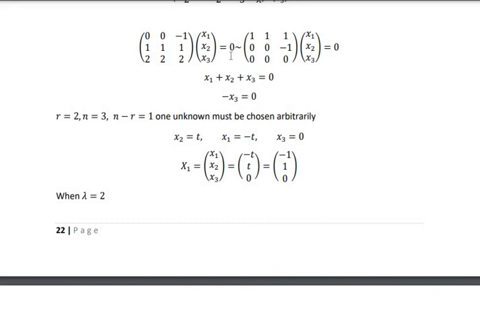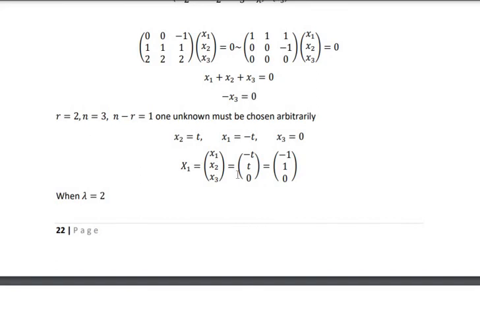so here what is the rank? So this is the equivalent matrix of A. So what is the rank of A? So that is 2. So rank is equal to 2 and n is equal to 3. So what is that? n minus r is equal to 1. So we can take one variable arbitrarily. So we are going to take x2 is equal to t. Then therefore x1, what is x1? x1 is equal to minus t. So here x3 is equal to 0. So you will get from this equation x1 is equal to minus t.